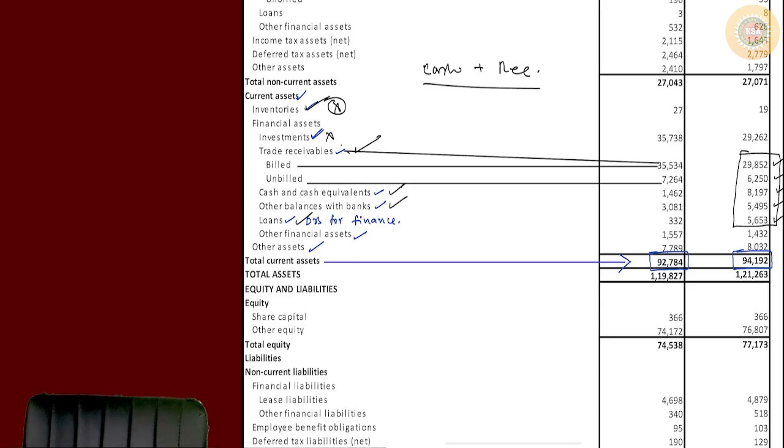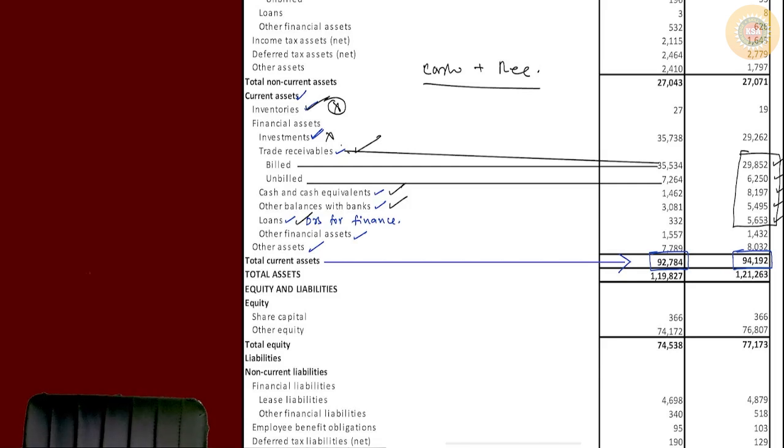Tell me, how much is the cash balance previously? 81. There is a huge difference now. Cash and cash equivalents have come to 1462. Why might that have happened? To understand that, we need to check the cash flow statement.